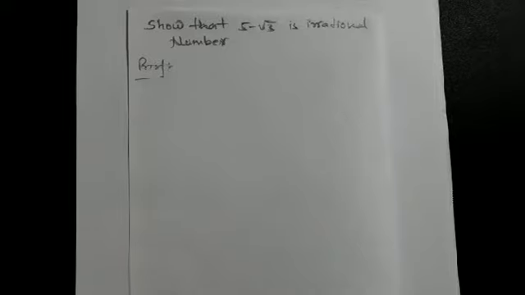For this type of question, we will use again the technique called proof by contradiction. How did we prove that root 2 is irrational? First we assumed that root 2 is a rational number, and then we tried to prove that, but ultimately we were unable to. In the same manner we will write here.